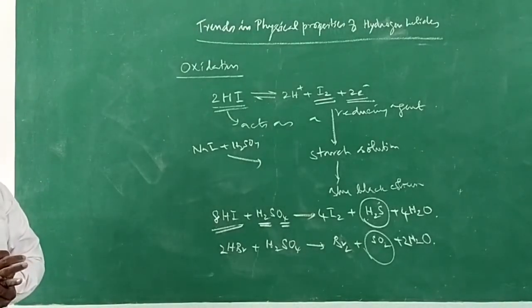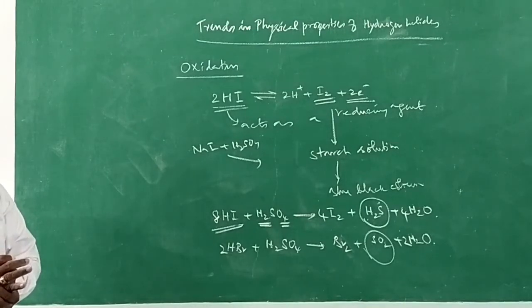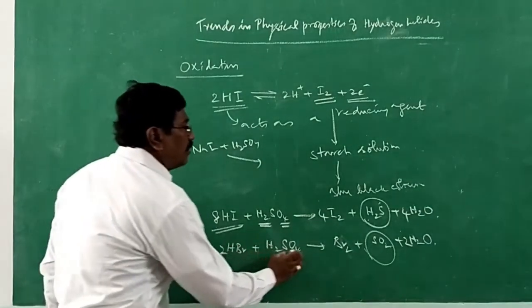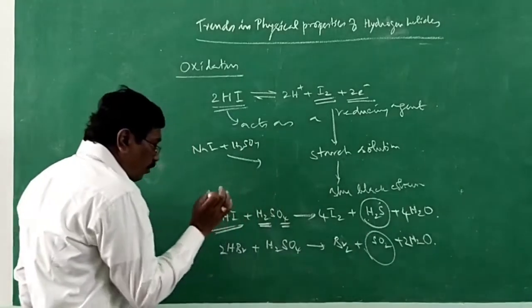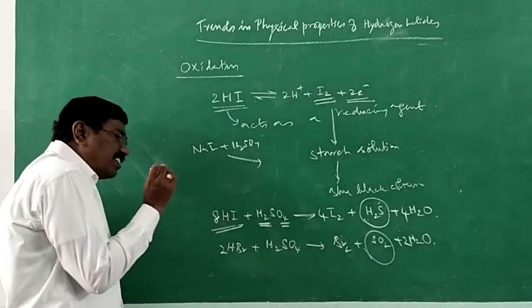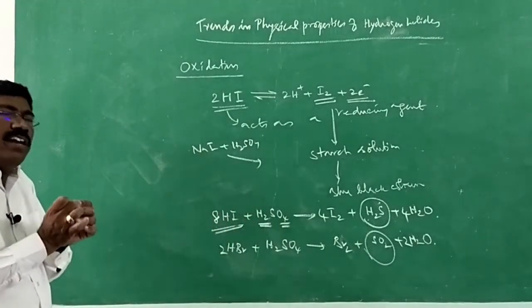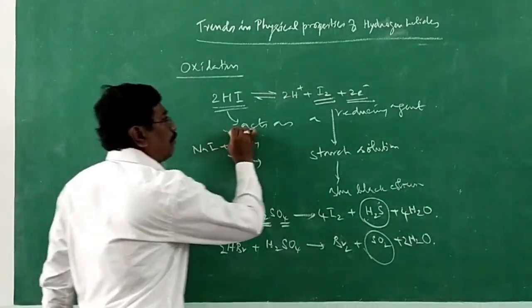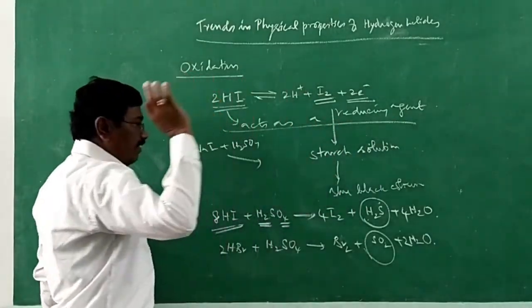So HBr is difficult to oxidize, and it can reduce, but only very slowly. Sulfuric acid is converted into SO2. Therefore, HBr can act as a reducing agent, but a very mild reducing agent we can say. But HI is a very good reducing agent. That is so important. Only HI is a very good reducing agent.